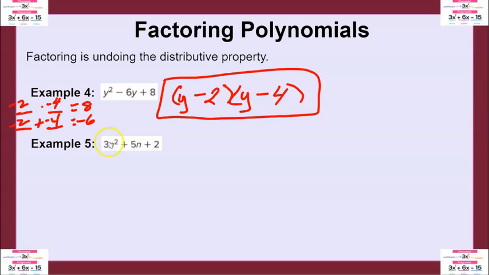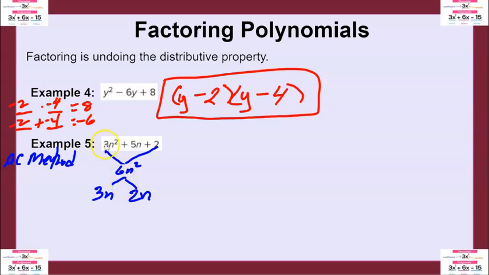And example 5, since the leading coefficient is bigger than 1, I'm going to use a method called the AC method. And the AC method just means take your A coefficient times your constant C term. So if I multiply that, that gives me 6n squared. And that's going to be my new C. So I've got to think, what do I multiply to get 6n squared, but if I add them together, gives me 5n? Well, I know that 3n times 2n gives me 6n squared, and 3n plus 2n gives me 5n.